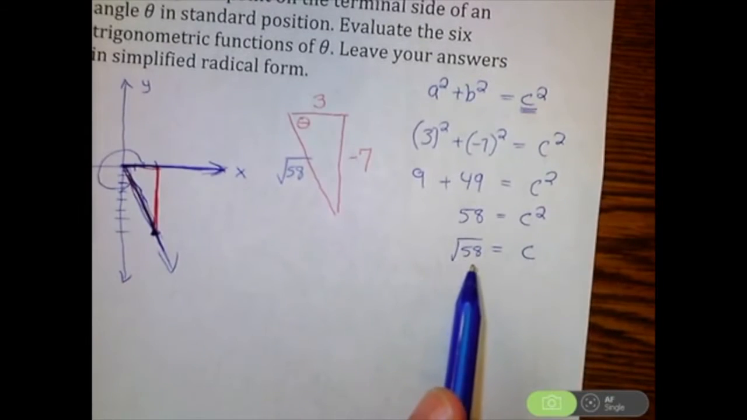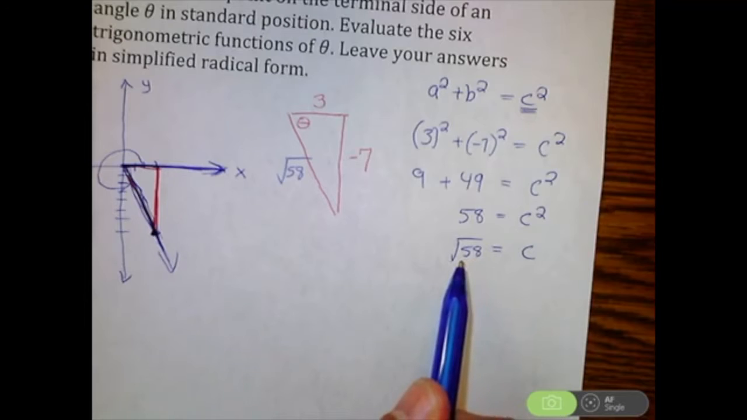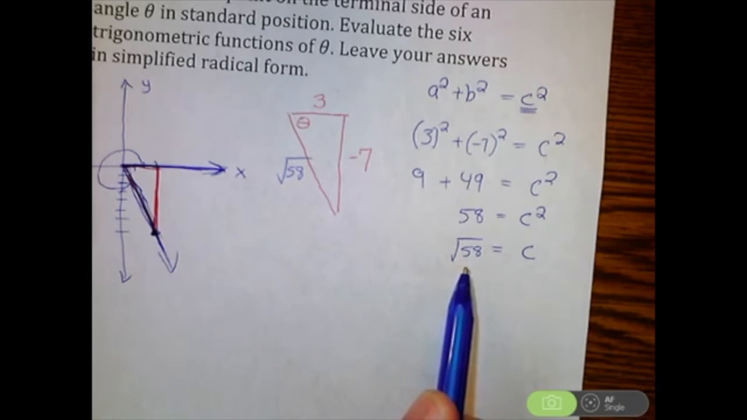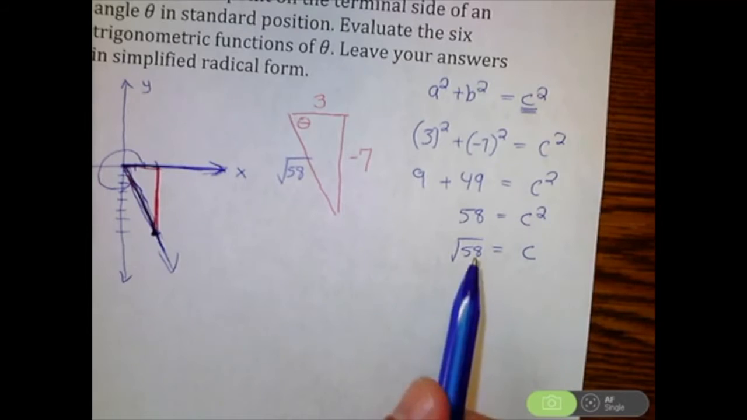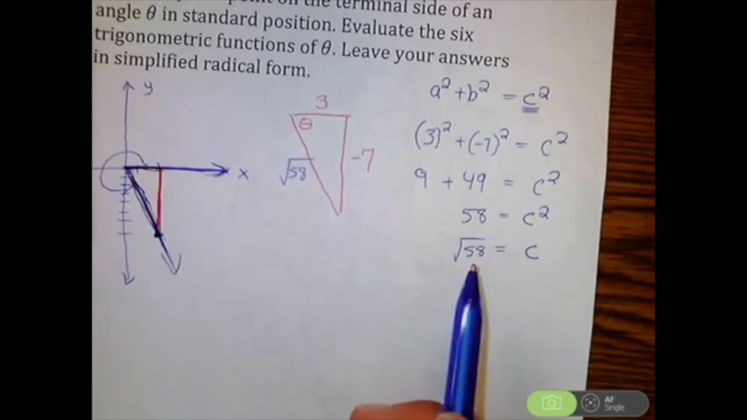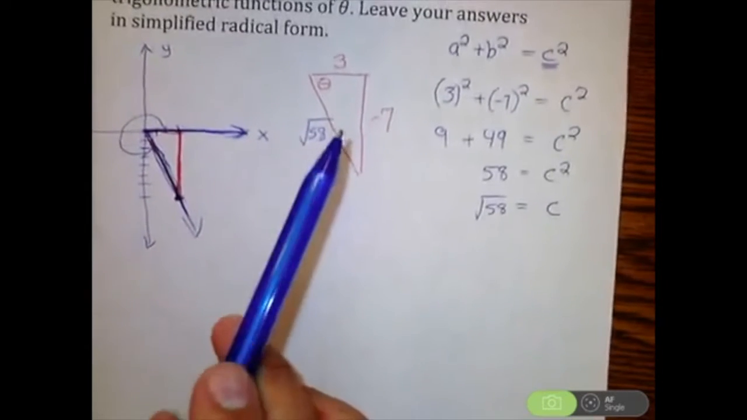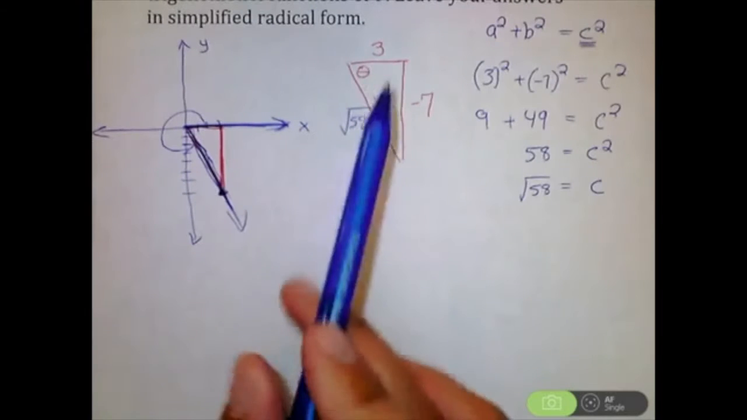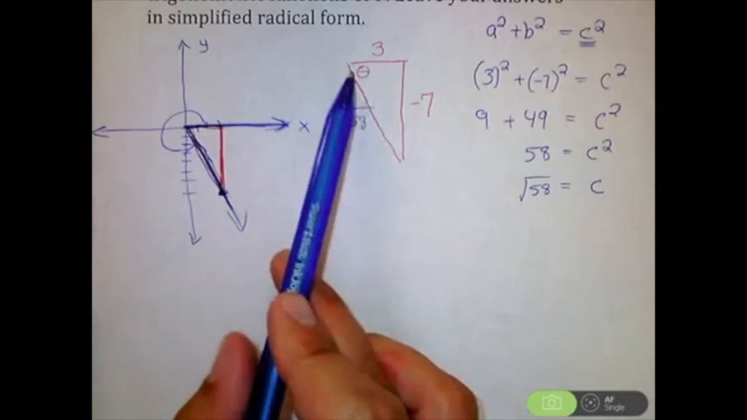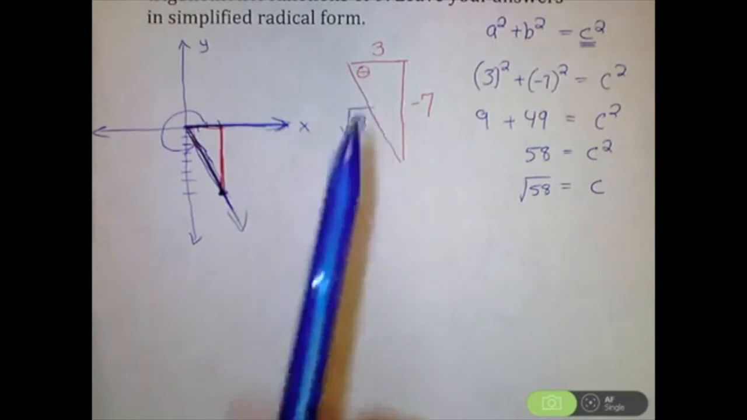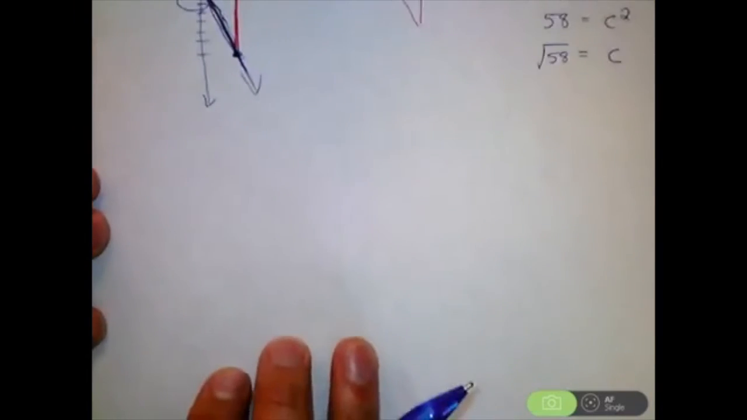You would want to see if we could simplify this square root. The square root of 58 does not break down. There are no perfect squares like 4, 9, 16, 25, or 36 that divide into 58. So nothing we can do with that. So what I'm going to do is go through and answer the 6 trig functions that pertain to this angle theta.